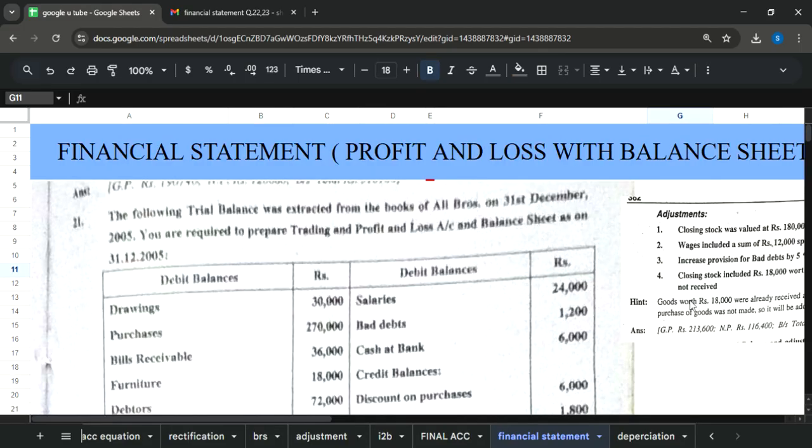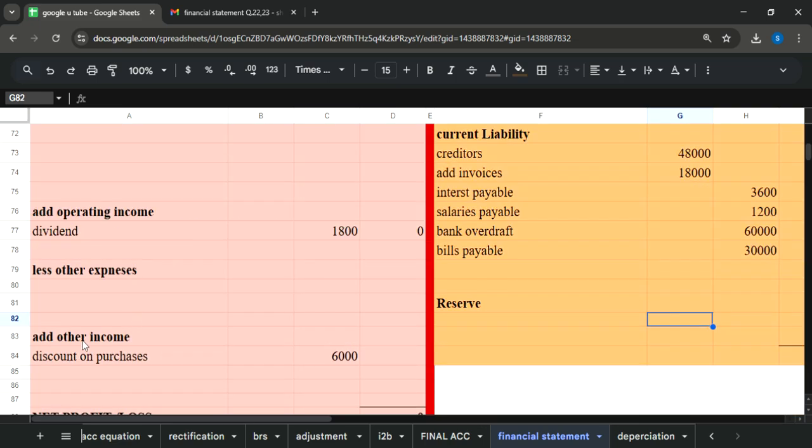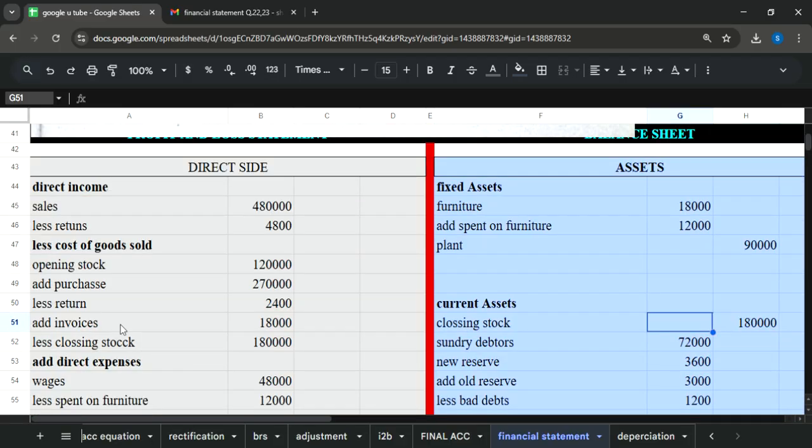Alright, so what we have done is that all adjustments with their dual effects are completed, and then each and every element present in the trial balance is transferred to the financial statement. It's time to start our calculation. Do remember that there was one element, discount on purchase. There is a possibility of writing discount on purchase in the cost of goods sold statement, or you may write it as other income. Both are okay for us.